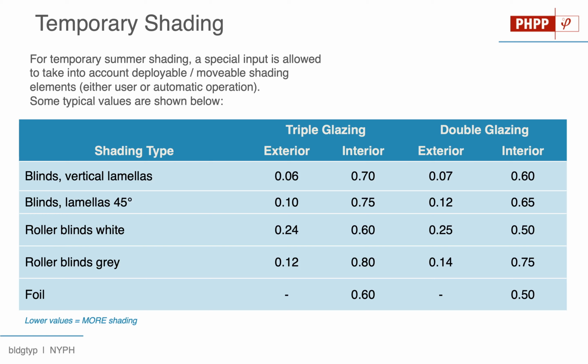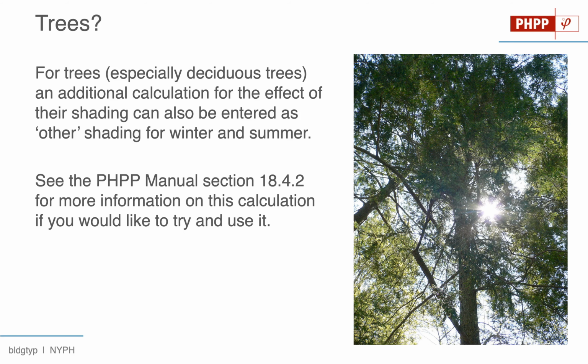So again, this table is from the PHPP. You can go to the PHPP and reference these values if you like. Or of course, you can get more detailed values from a specific manufacturer if you have some specific product in mind that you're looking to use. Now, you might be asking, well, what about trees? That's probably the other main shading element that we're asked to take into account. And unfortunately, I don't have a very satisfying answer for you.